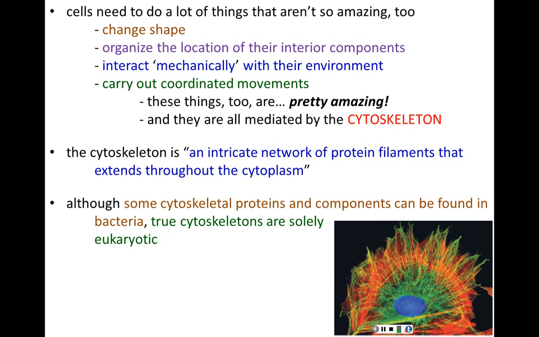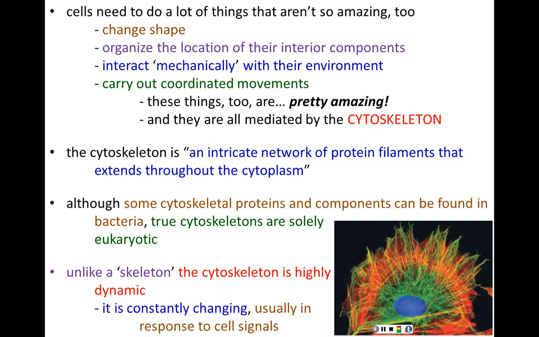Cytoskeletons are purely eukaryotic. There are cytoskeletal homologs, protein components in bacteria that are very similar to cytoskeletal proteins, but this entire network of protein filaments is exclusively eukaryotic. And even the term skeleton is a bit misleading, because the cytoskeleton is a very highly dynamic, constantly changing, constantly moving structure, unlike our own skeleton, which is quite static in its construction. So cytoskeletons are constantly changing, usually changing in response to signals that the cell is receiving.